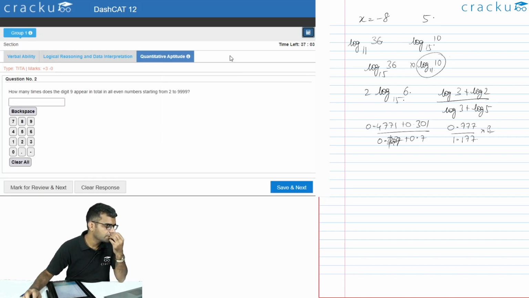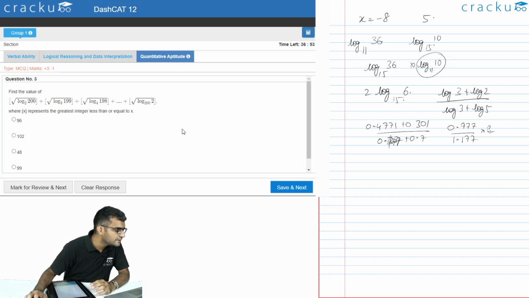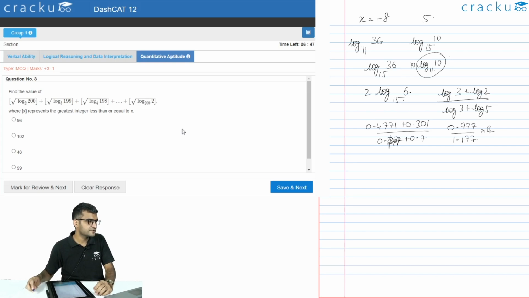Okay, how many times does the digit 9 appear in total in all even numbers starting from 2 to 999? This seems like a complicated question. Let me go to the next one because I think I'll make a mistake there. Log of, okay, this is integer part, right? This is something that we should get because it becomes equal to 0 at some point.